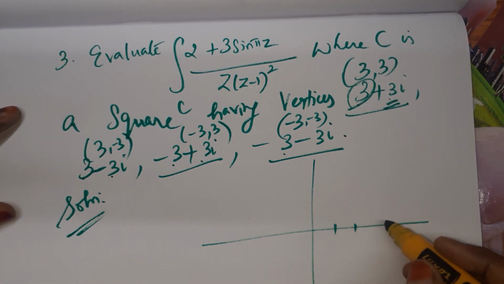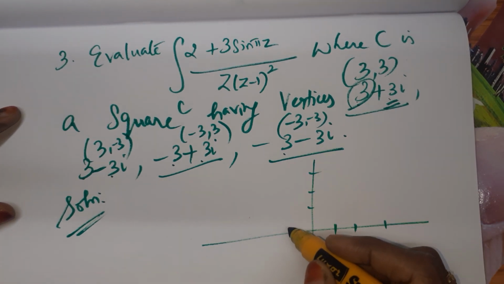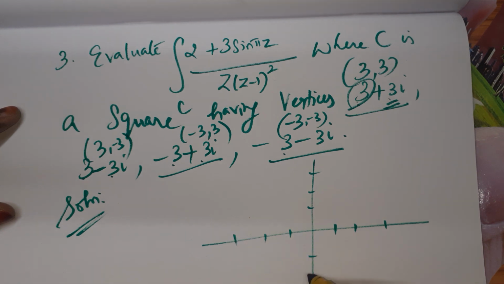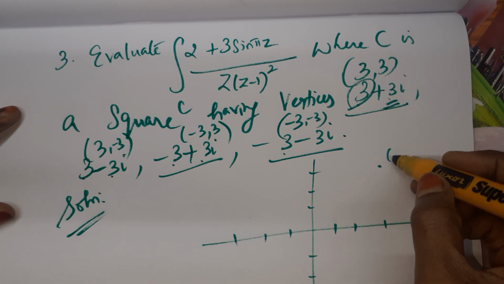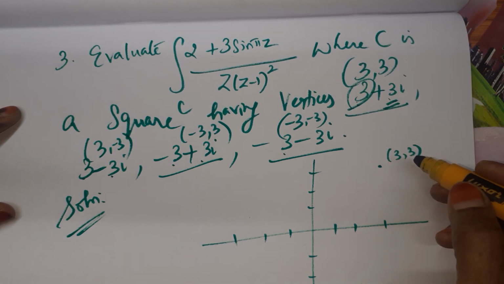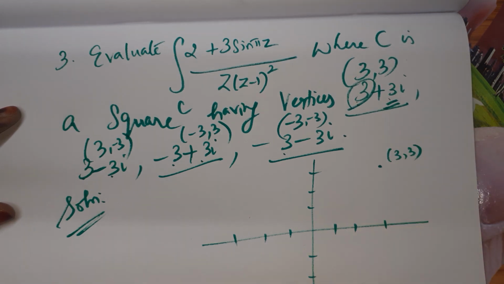So 1, 2, 3, 1, 2, 3, 1, 2, 3. The first point is 3, 3. So it lies in the first quadrant. The next point is 3, minus 3. 3, minus 3 means positive x-axis, negative y. So it lies in the fourth quadrant.